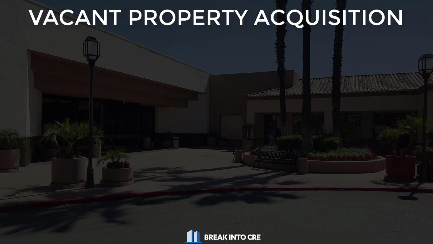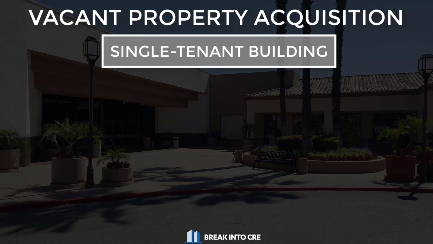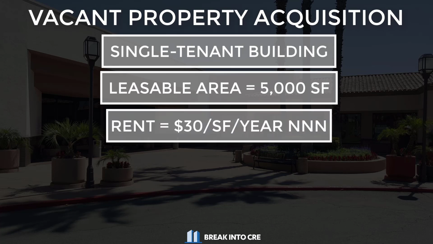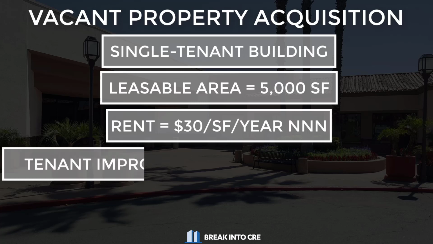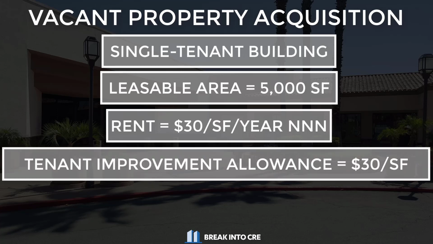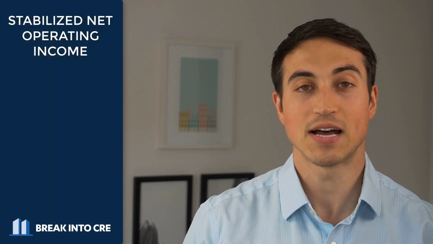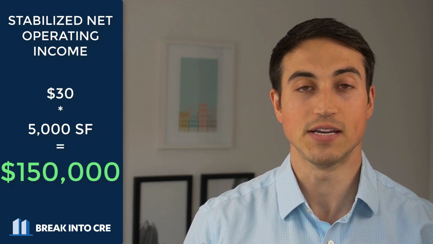Now in this example, let's also say that this is a single tenant building, the leasable area is 5,000 square feet, the tenant will pay a flat $30 per square foot per year, triple net, the tenant will require $30 per square foot in tenant improvement allowances, and the leasing commissions will be a flat 6% for a 5-year lease term. So with that in mind, we can calculate that that first year net operating income, once the property is stabilized, is going to be $150,000.